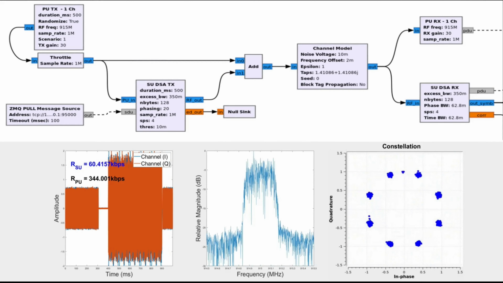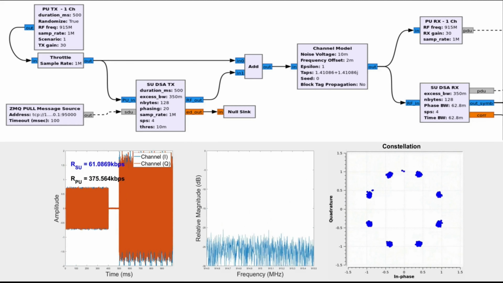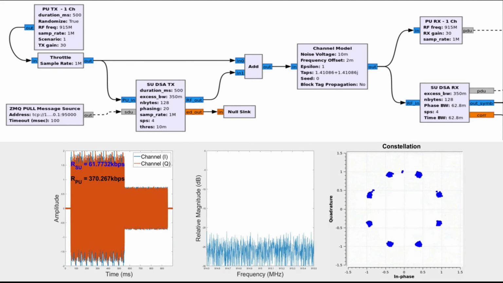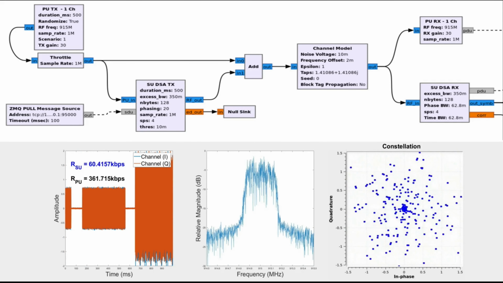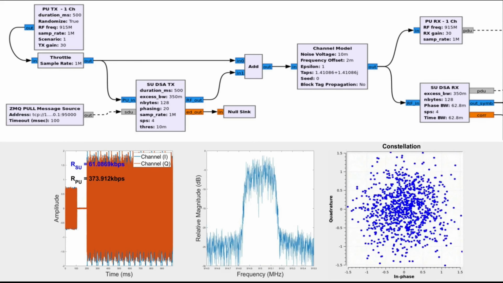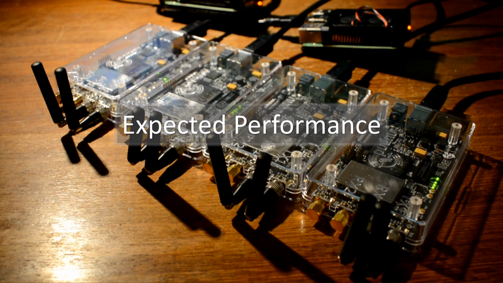Finally, we look at the case with the primary user activated. On the time domain plot, the burst with higher amplitude is the primary user, and the smaller one is the secondary. It is seen that they don't overlap most of the time, and both primary and secondary users have throughput. Now we will discuss the expected performance of the secondary link.